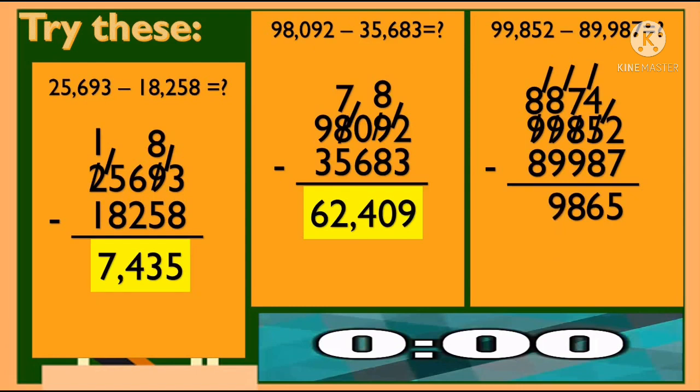8 minus 8. If they're the same, what is our answer? 0. Do we need to write the 0? No. Okay, so we have the final answer, which is 9,865. Alright? 9,865.